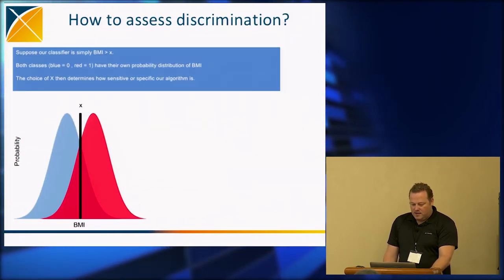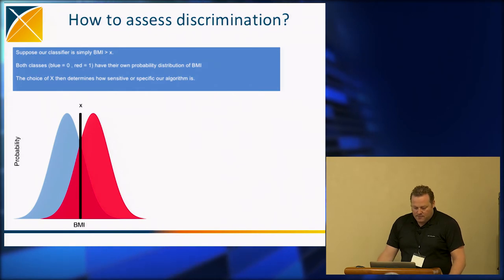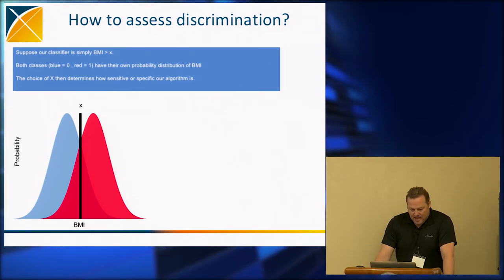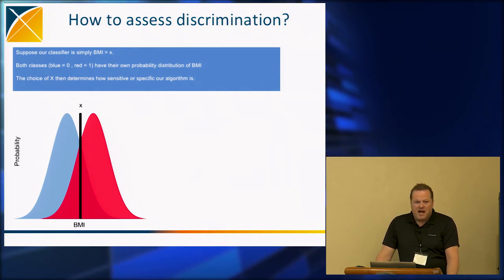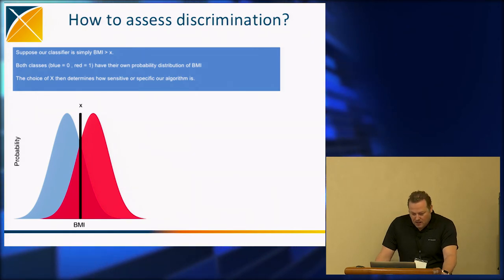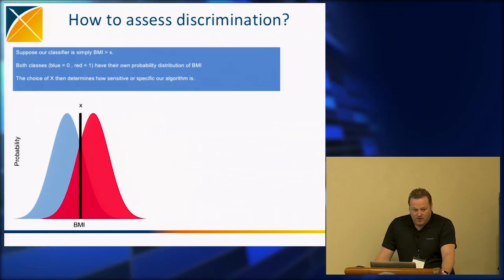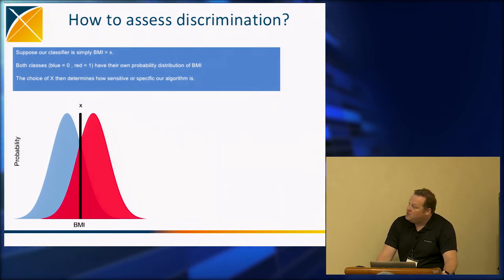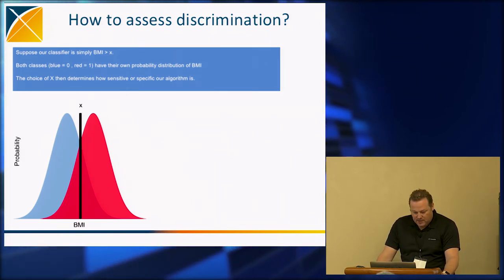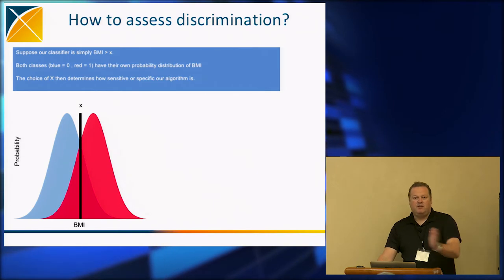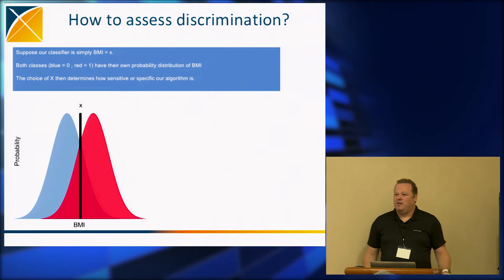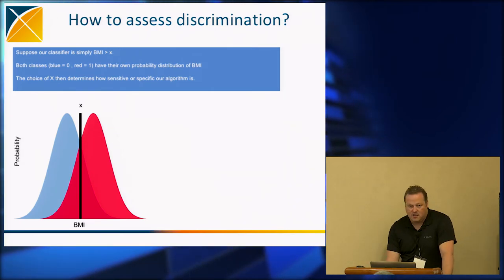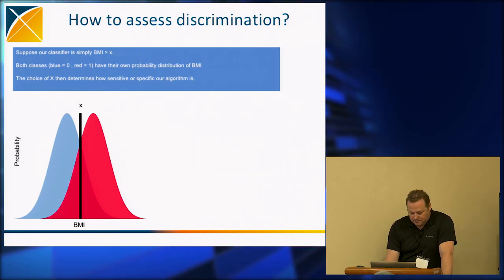So how to assess discrimination? This is a simple example. Suppose we have a very simple classifier where we say that a BMI above a certain level will give you the outcome. Both of the classes have their own distribution, you can see here with the blue and the red curve. And the choice of X actually determines where you put the threshold and how many people of the red and the blue distribution you will classify as a case or a non-case.